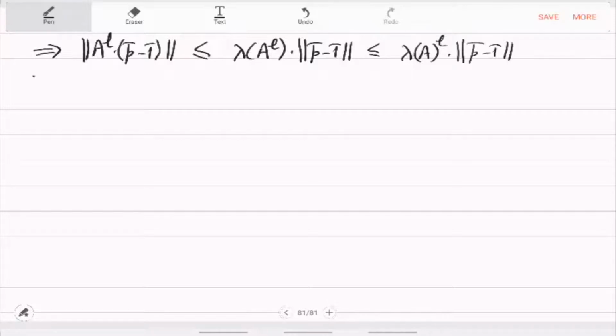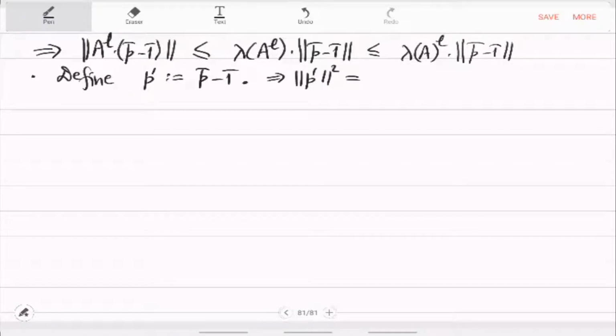So let us do that. Define P prime to be P bar minus 1 bar. So now P prime, if you look at the norm, look at the length squared of P bar. So P bar is 1 bar plus P prime, but notice that P prime and 1 bar are orthogonal as well, right? So you can write it as a sum of squares.